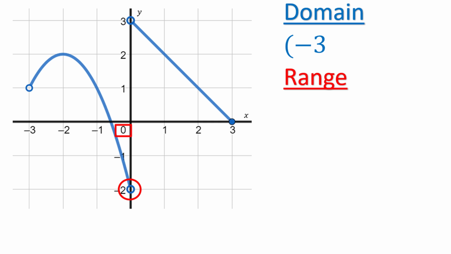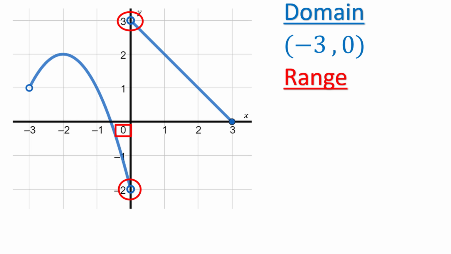But notice, neither the first part of the function nor the second part are defined at x equals 0, as we have open circles at both locations. So in our domain, we must use parentheses at 0 to indicate that 0 is not included in the domain.